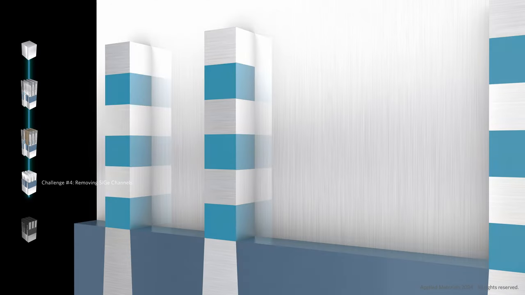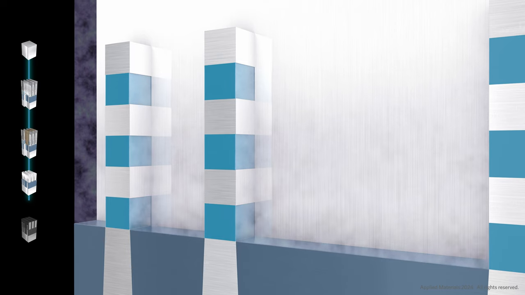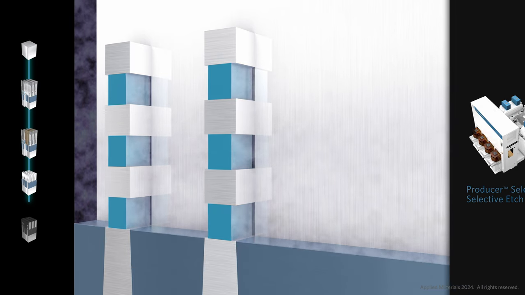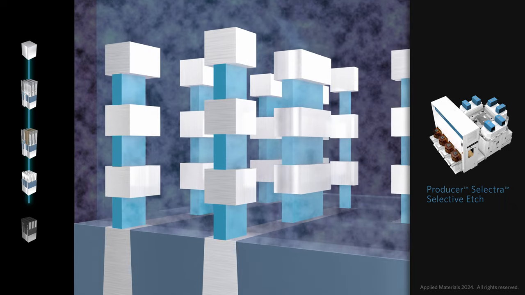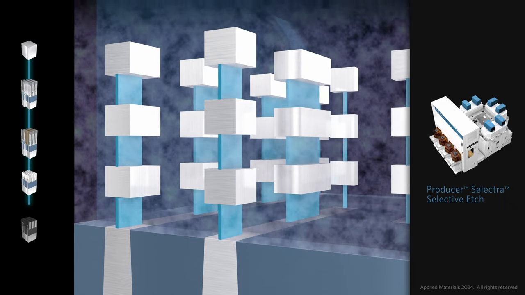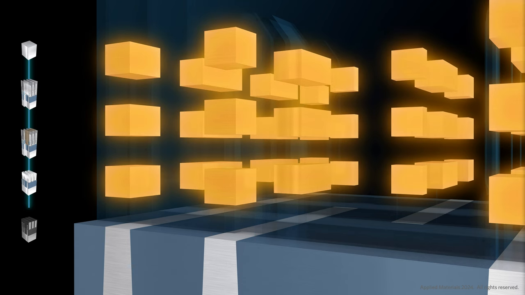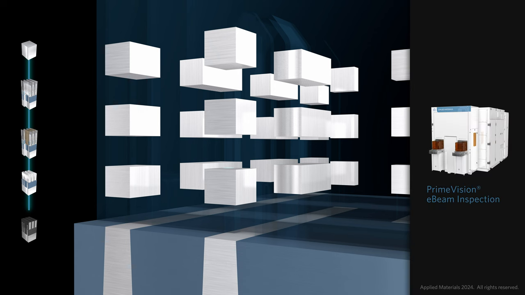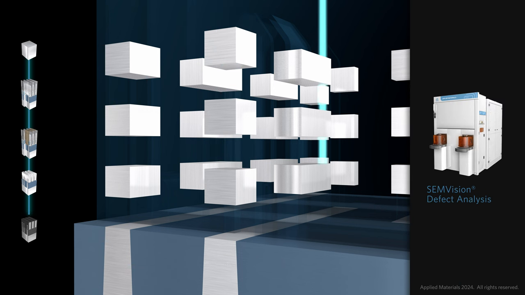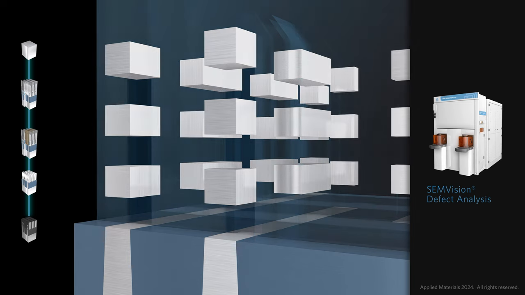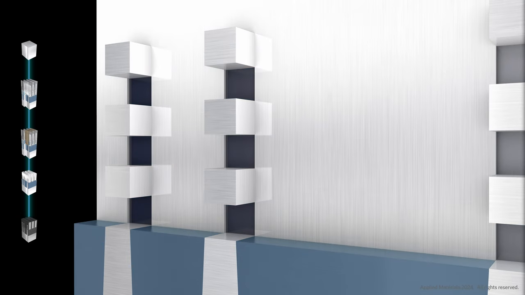Challenge number four, removing silicon germanium channels. The fourth challenge is completely removing the sacrificial silicon germanium channels. Precisely removing all of the silicon germanium and only the silicon germanium is key. Applied's Producer Selectra system is used to remove material with a silicon germanium to silicon selectivity of greater than 500 to 1. The process results in uniform silicon nanosheets with optimal edge profiles that deliver superior transistor performance and power consumption. Applied's PrimeVision e-beam inspection system is used to ensure no silicon germanium residue is left on the silicon nanosheets. If the process recipe leaves any residue, Applied's SEMVision e-beam review system is used to analyze the defectivity and tune the recipe until it's perfect.